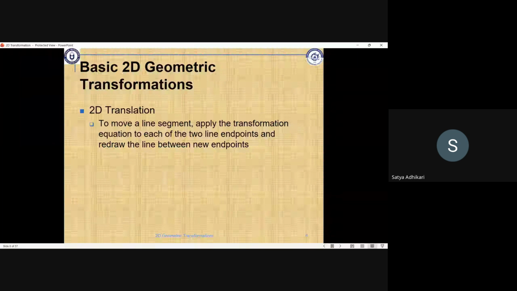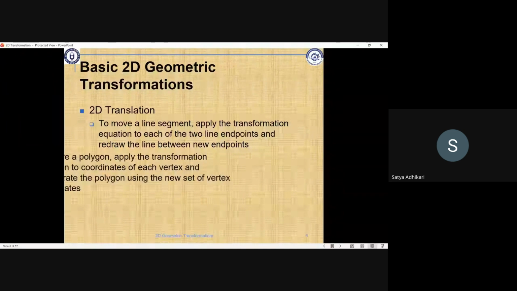You see here, to move a line segment, apply the transformation equation to each of the line endpoints and redraw the line between the new endpoints. Only the initial point and final point, two points you need to translate or transform.